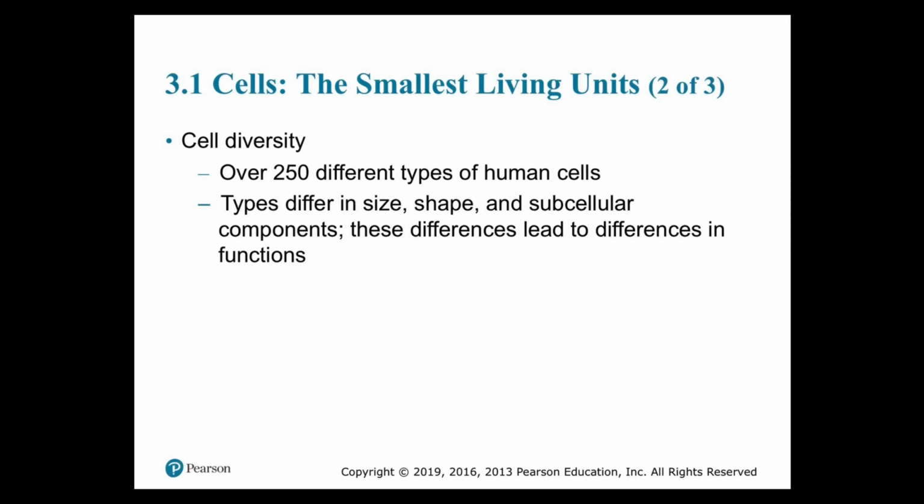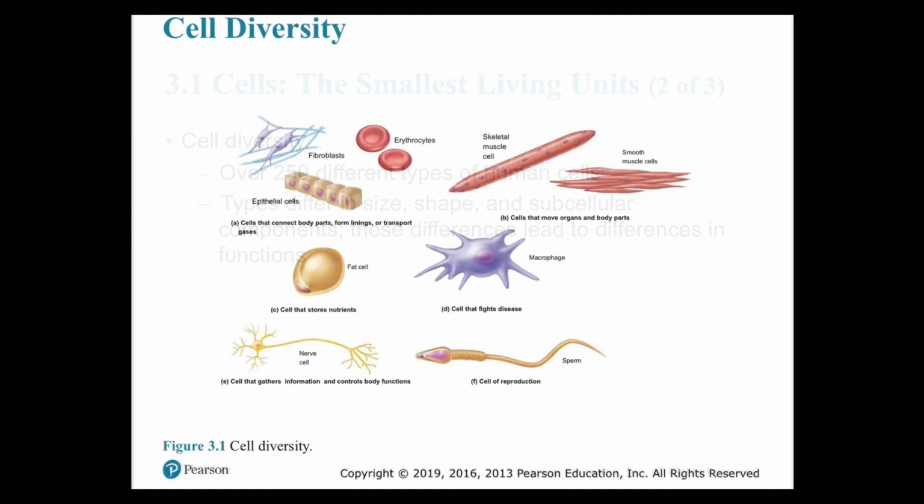Cells have a variety of forms and functions. There are over 250 different types of human cells, and these types differ in size, shape, and subcellular components, and these differences will lead to differences in functions. Figure 3.1, cell diversity, shows different cells in the human body that perform different functions.